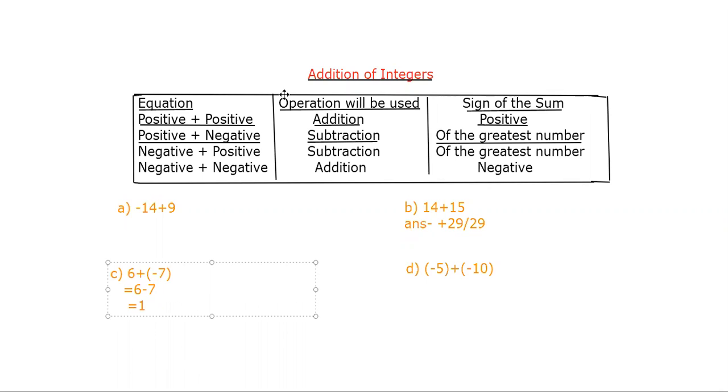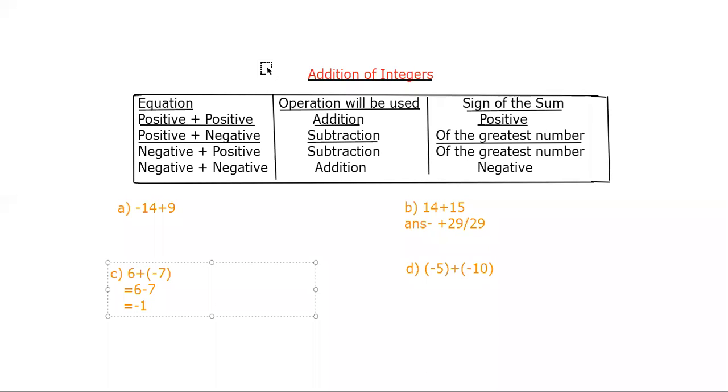Now as here I have written "of the greatest number," it means whatever the greatest number is in this part will decide the sign of the answer. The greatest number here is 7. Don't look at the sign right now. Let's see what is the greatest number, 6 or 7. So here 7 is the greatest number, and 7 has a negative sign. So the answer will directly become minus 1.